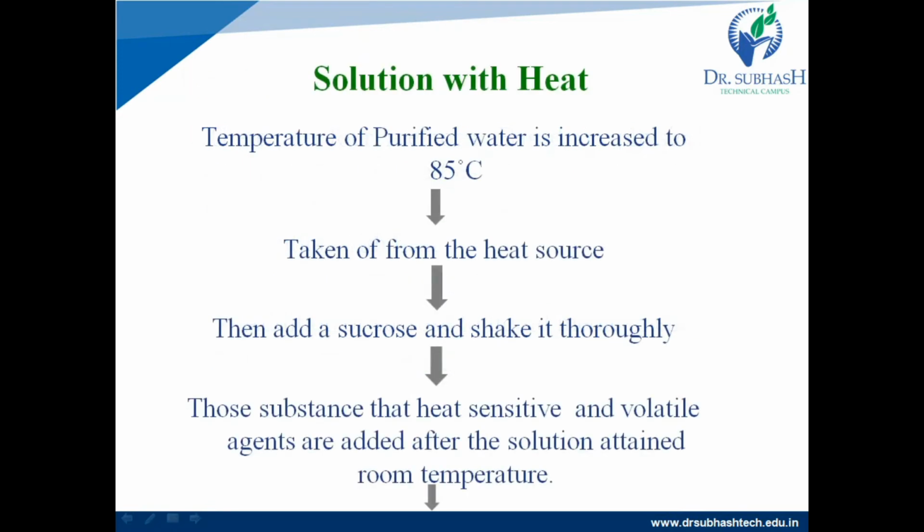First one is solution with heat. Syrups are prepared with this method when it is desired to prepare the syrup as quickly as possible and when the syrup components are not damaged or volatile by the heat. So in this method, temperature of purified water is increased to 80 to 85 degrees centigrade, taken off from the heat source. After that, add sucrose and shake it thoroughly until sucrose is completely dissolved out.